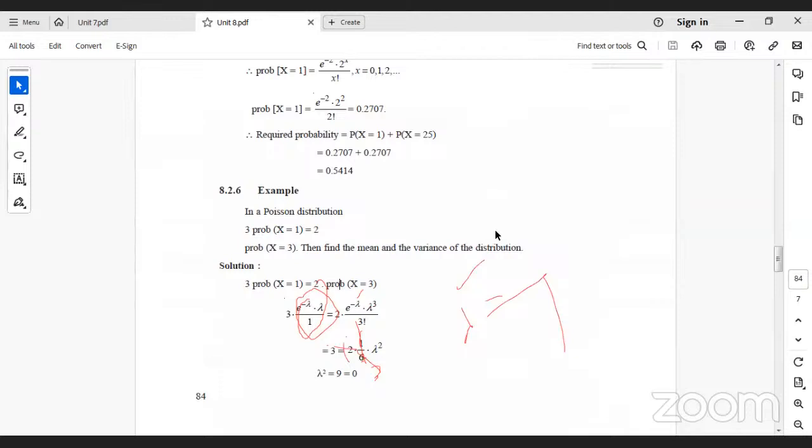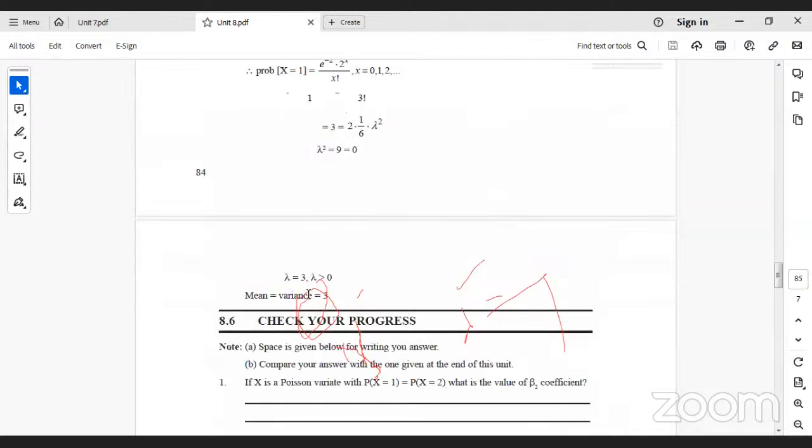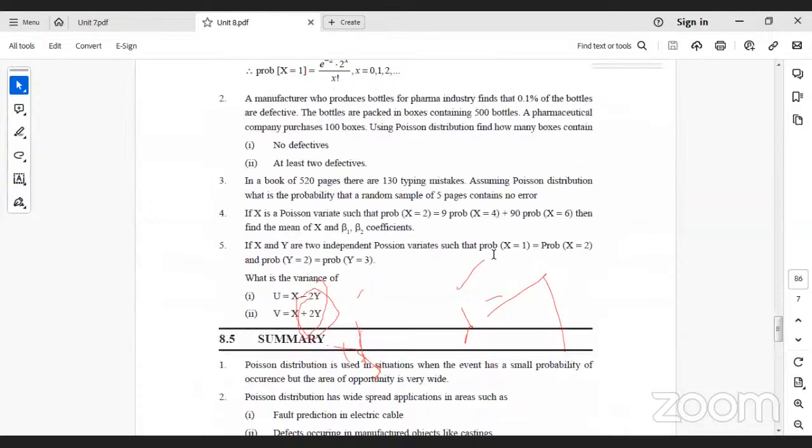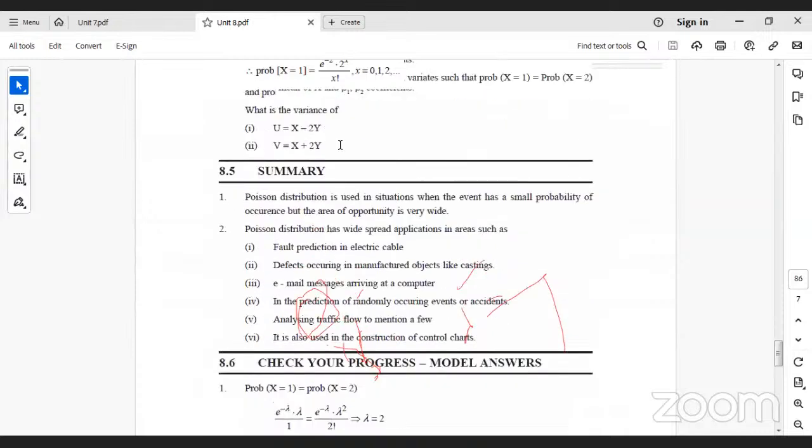Lambda is equal to root 9. Therefore, lambda is equal to 3 and lambda is greater than 0. Greater than variance, we have to take the situation here. So in this unit, we learned here.